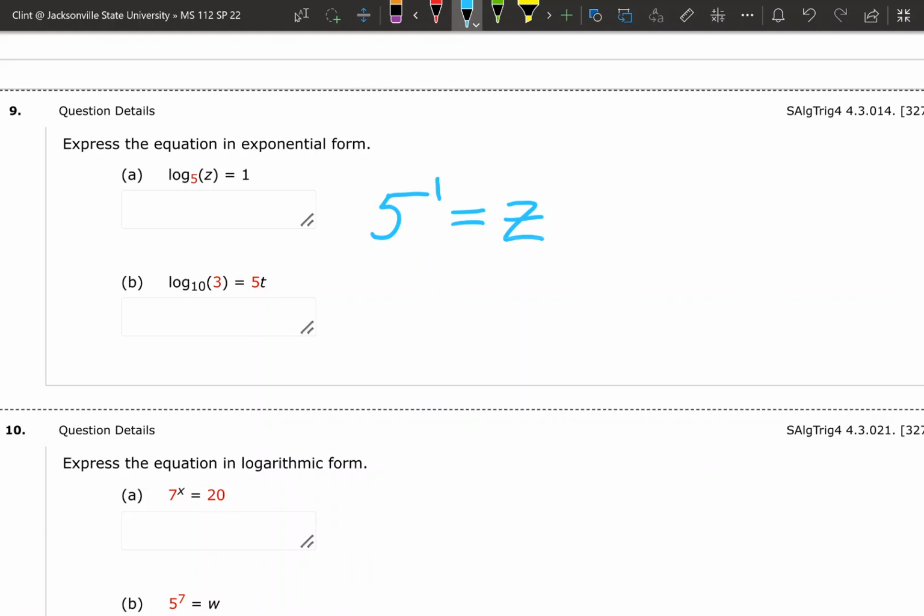B is easy after you've got that one because you can follow the pattern. That one says our base on that log is 10. And they've even got it written as base 10 there. They didn't have to for the 10. So we've got 10 to the what power? 5t equals 30. And we're not trying to solve for anything. It just says rewrite it in exponential form.